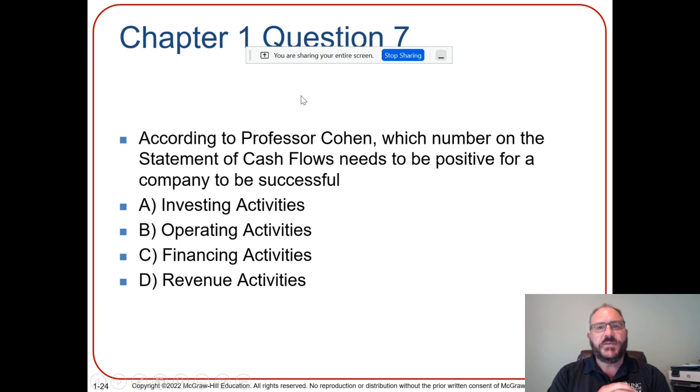All right, folks, here's another question from Chapter 1. Remember to write this one down. This is Part 4. Remember to write this down because you're going to have to put it in on your quiz. According to Professor Cohen, which number on the statement of cash flows needs to be positive for a successful company? Make sure you write this one down, and this way you'll be all set to go when it comes time for that quiz.